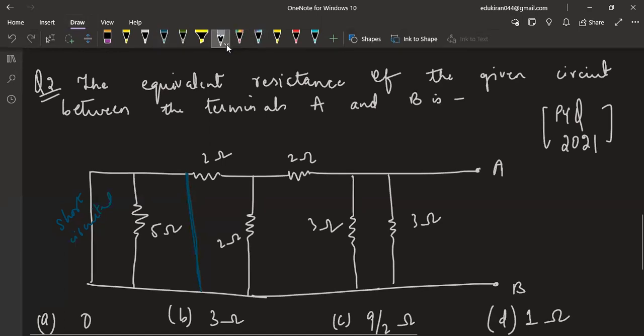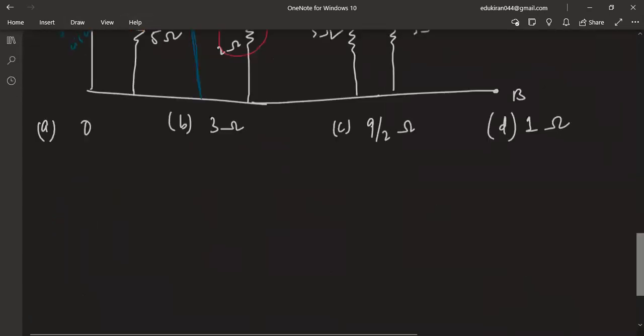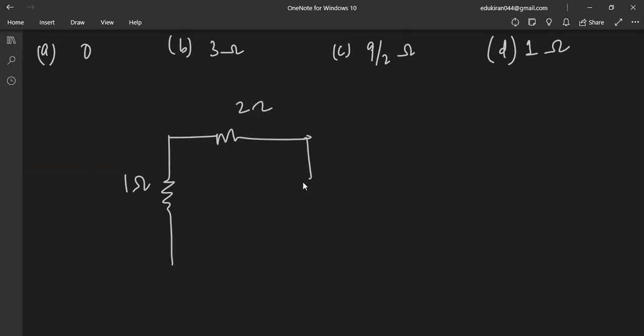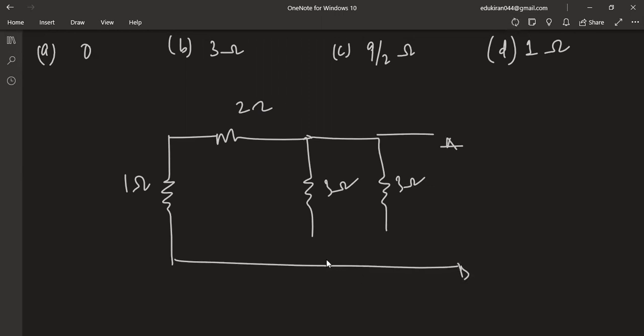Now look here. This 2 ohm and this 2 ohm are connected in parallel. So 2 and 2 will become 1 ohm, right? Now this 1 ohm and this 2 ohm, I'll make a separate figure. See, now it's 1 ohm here, there is the reduced circuit. Now this 2 ohm was left, 3 ohm, 3 ohm, A and B.